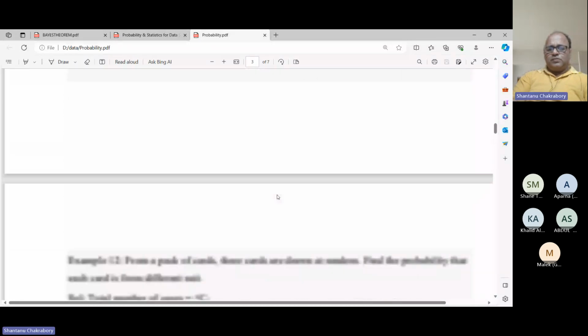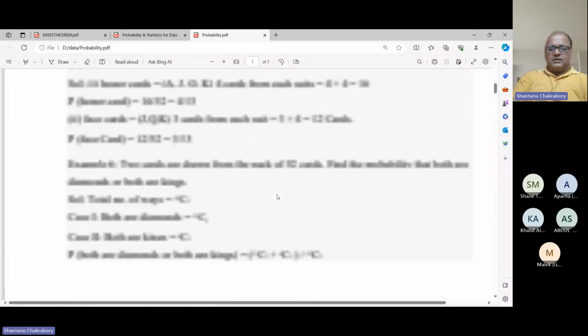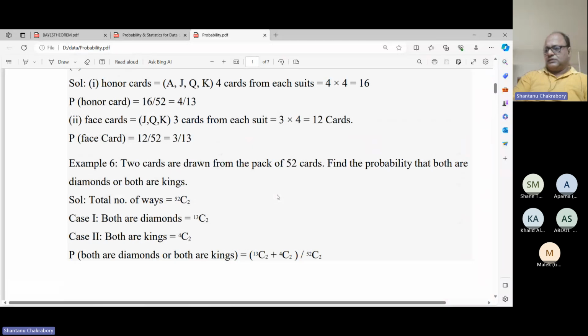So here, what is the numerical that we were discussing? That is this one, using the concept of permutation and combination. So that we find the probability that both cards that you have picked up from a pack of 52 cards are diamonds or both are kings.